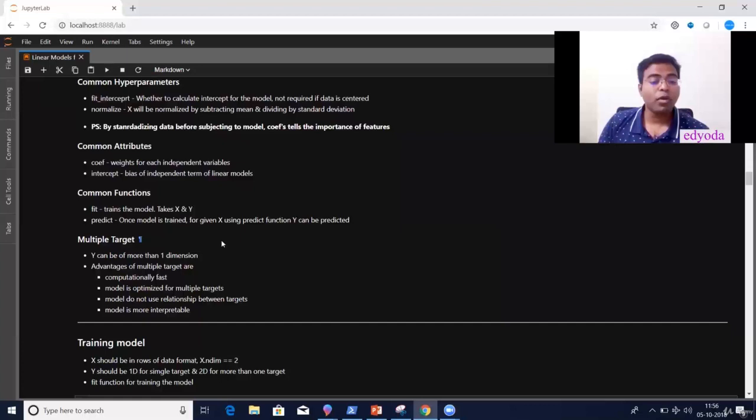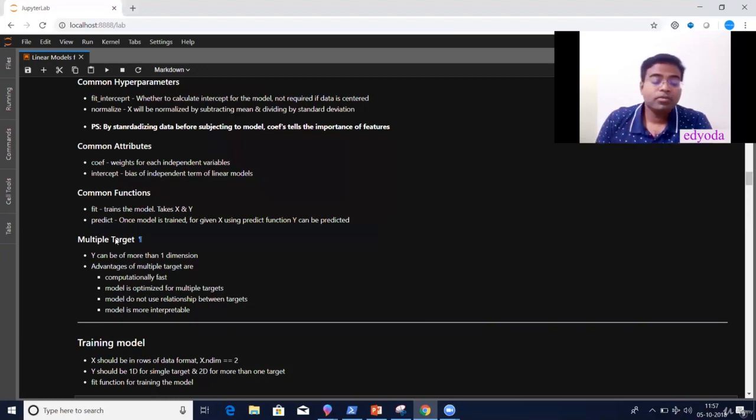And you have two popular functions, fit and predict. Fit will train the model, it will internally execute gradient descent and find the best values of coefficients and intercept. Predict, after the calculation of coefficients and intercept, will predict the unknown value of the target. For feature data, it will predict the target.